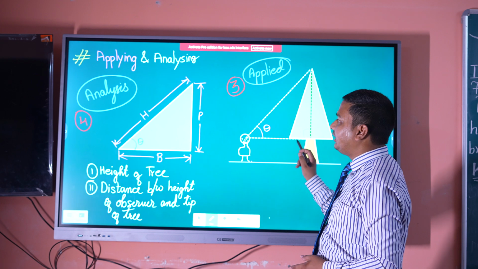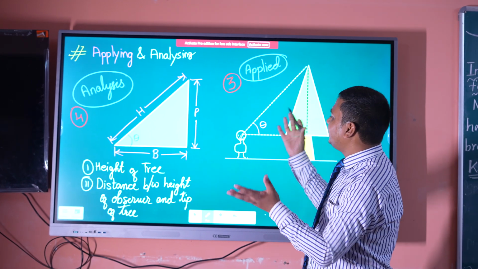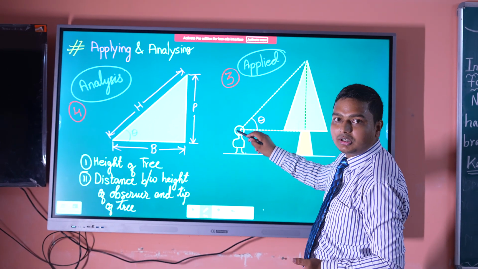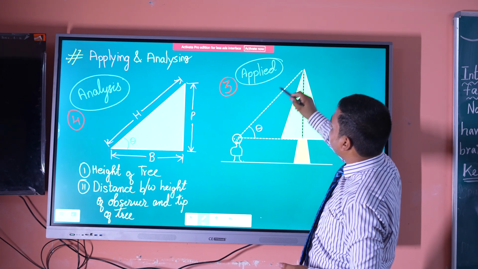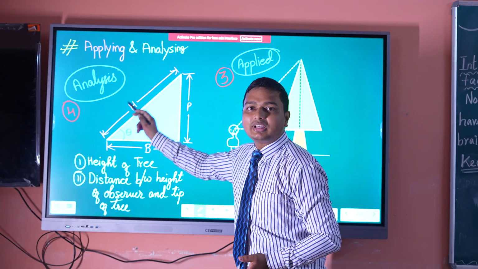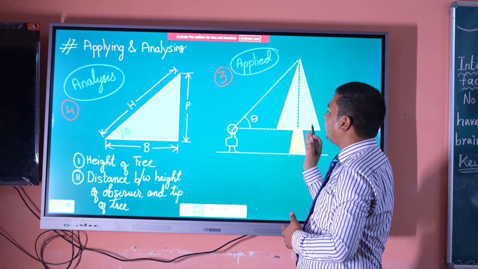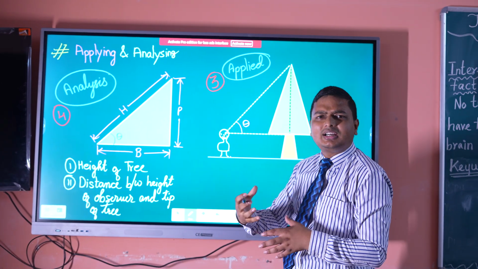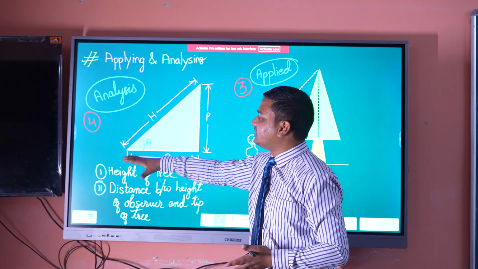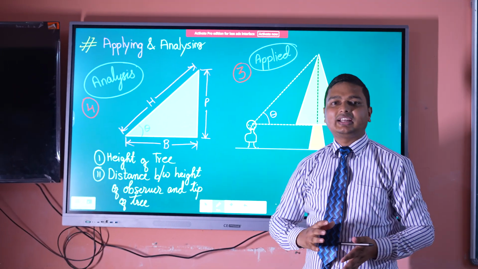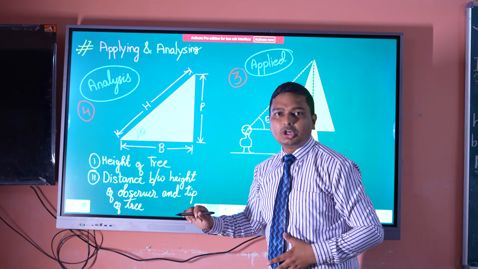What is this? This is the base. What is this? This is the perpendicular. Anything I can find out from the height of the observer, as the person is here. If I need to find out the distance, it means I need to find out the hypotenuse. If I need to find out from here to the tip of the base, that I can find out, that is the base. From here to the top, that also I can easily calculate. This is the analysis part. Whatever I want, each and everything I can calculate, because it is the trigonometric ratios concept.